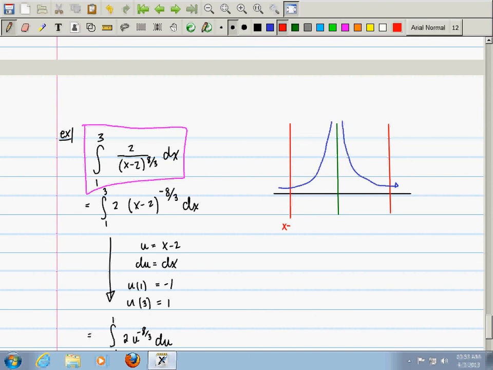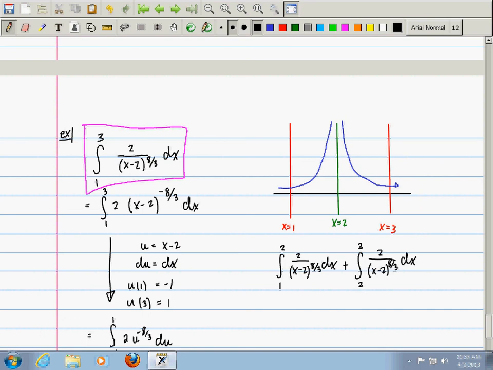So this is x is 1. This is x is 3. This point here is x is 2. So what we're going to do is we need to split this up into two different integrals, both of which are improper in the same way that they were in the previous case. So we can say that this is the integral from 1 to 2 of 2 over x minus 2 to the 8/3 dx plus the integral from 2 to 3 of 2 over x minus 2 to the 8/3 dx.